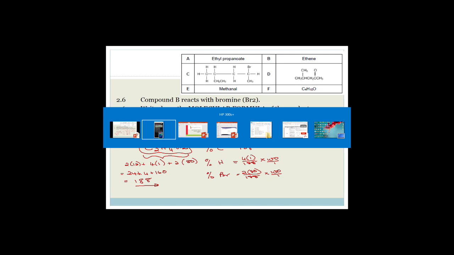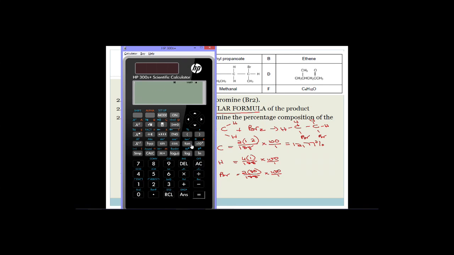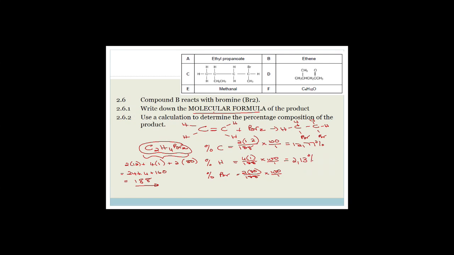Let's do the hydrogen. This time I'm going to use a fraction just to show you both ways. 4 times 1 is just 4, all over 188 times by 100 equals, and that becomes 2.13. So that equals 2.13%. Now, I know you may be tempted to just add these and subtract from 100 to get your percentage. Please don't do that, because there are rounding errors in both these questions because of the fact that we rounded off. So rather just do the sum from the beginning as you've got it written down, yeah?